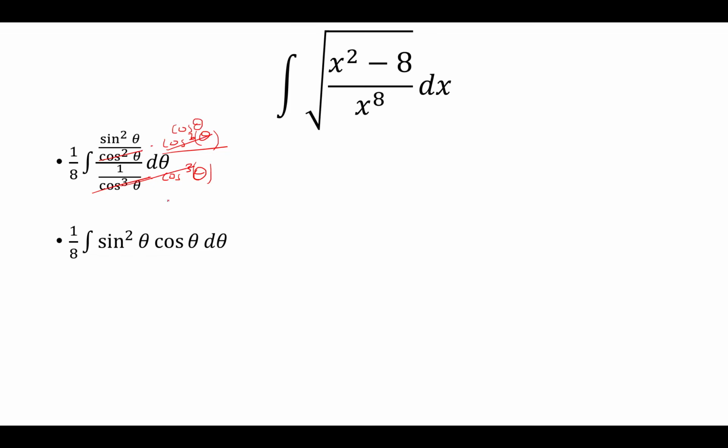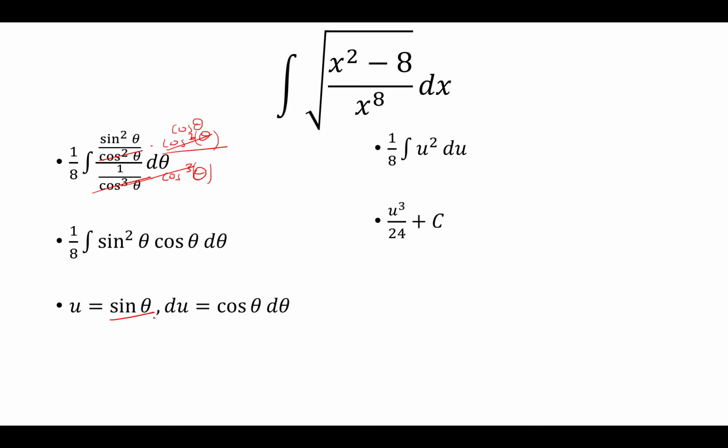In order to integrate this, we'll let u equal sine theta. Du is cosine theta d theta. So that's just 1/8 times u squared du. Integrate that, we get u cubed over 24 plus c. Remember, u is sine theta, so that's sine cubed over 24 plus c. But then we would need to go back to figure out what sine theta was.